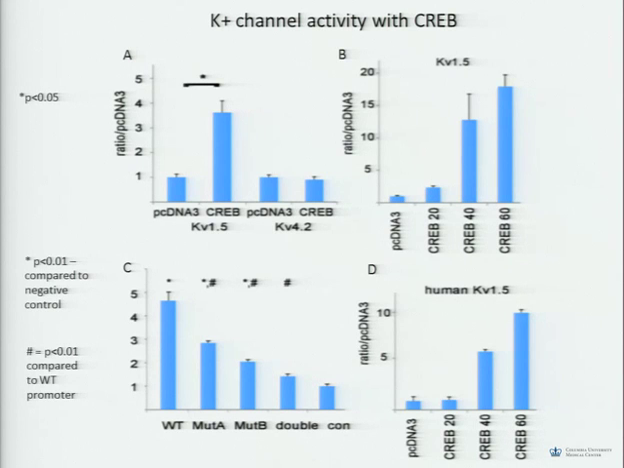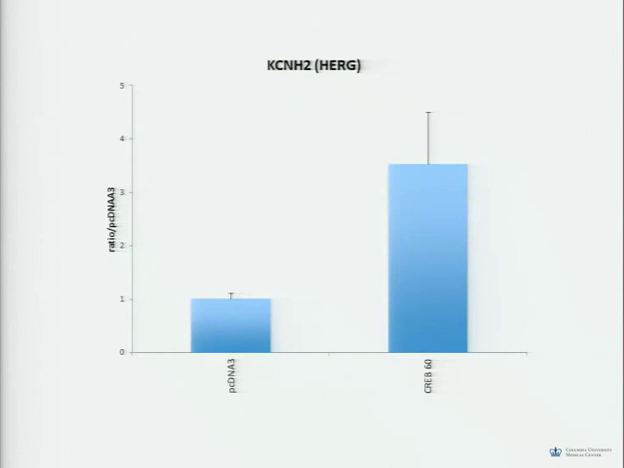I'm not going to talk about panel C. That's the mutagenesis experiment which I was talking about. In panel D, the difference between panel B and panel D is that D is now looking at human Kv 1.5 transcription. And we see the same dose response that we saw in B, up to as much as 10-fold for 60 nanogram dose compared to the baseline pcDNA3. I just wanted to include these results as well, showing hERG is a very important potassium channel in the human heart for repolarization, and Krebs also increases the transcription of this channel.